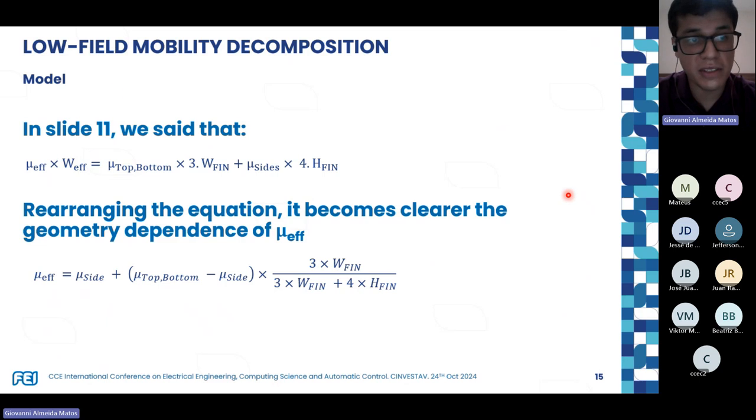To confirm this, we go back to slide 11, where we said that the effective mobility times the fin effective width is the sum of these two components. Rearranging this equation, the geometry dependence of the effective mobility becomes clear. The effective mobility is the mobility of the sidewalls, plus the difference between the mobilities times these geometry terms here.